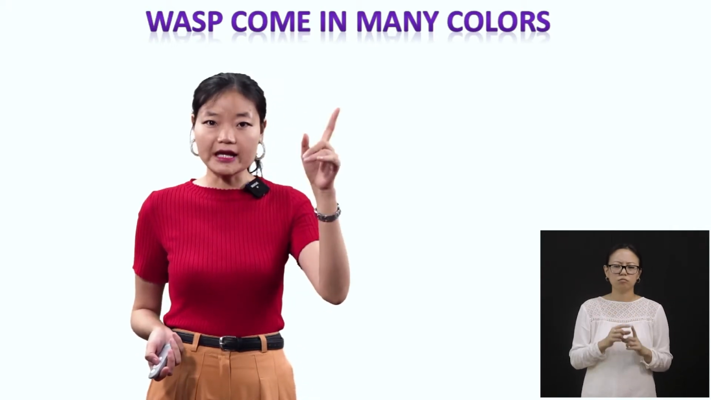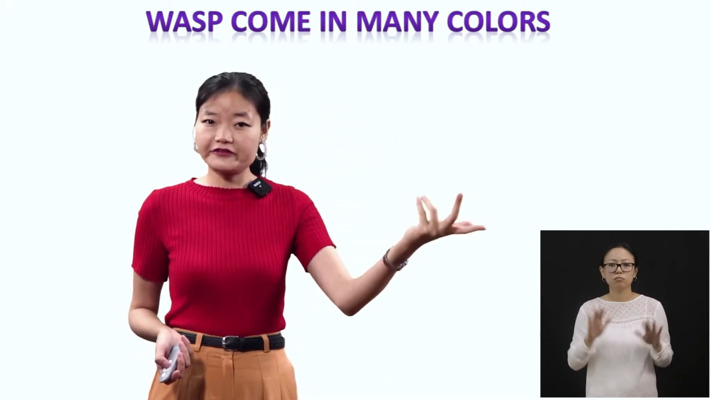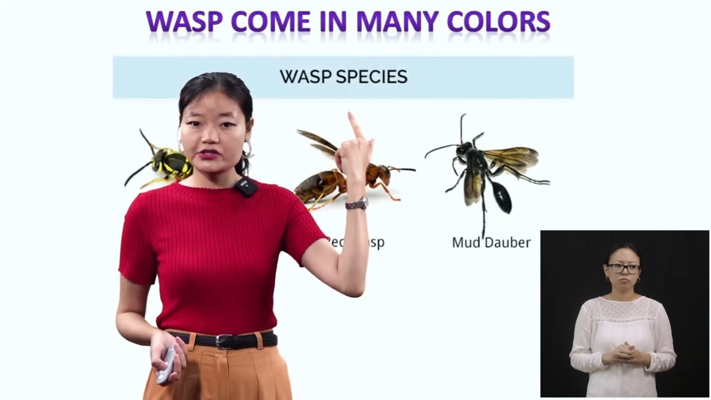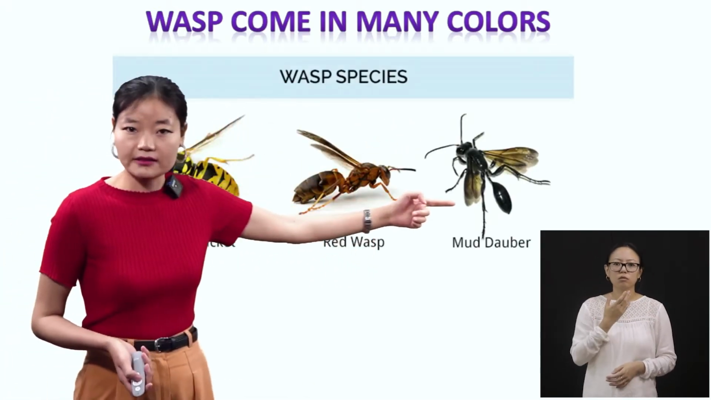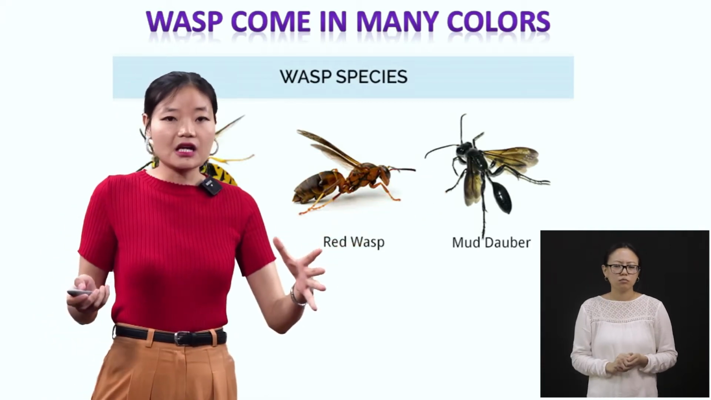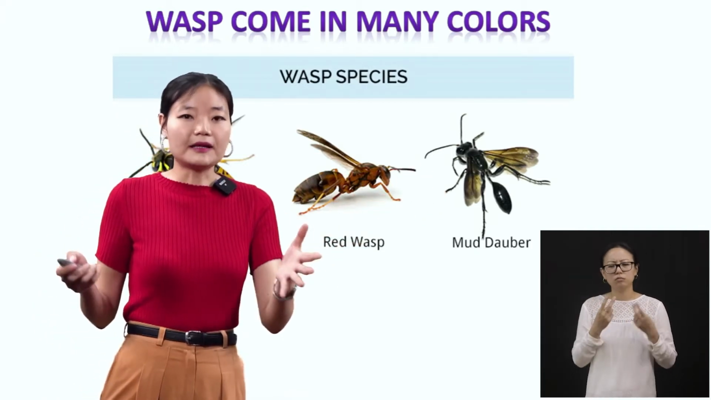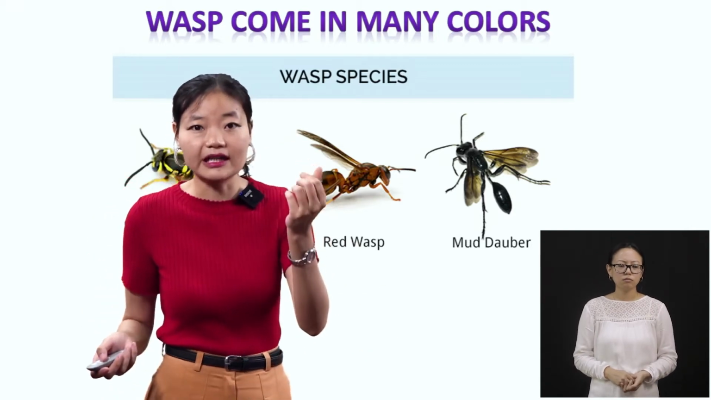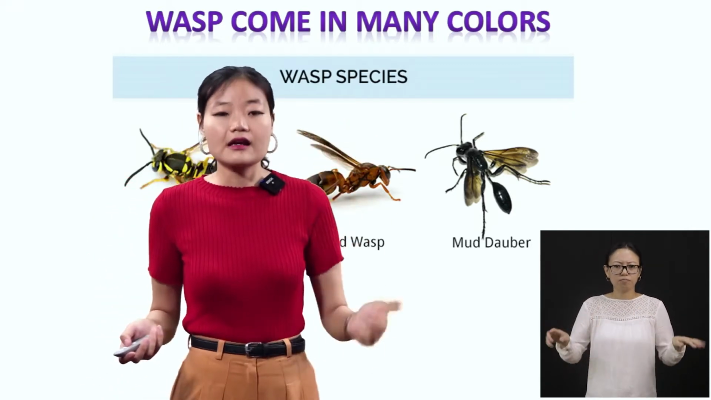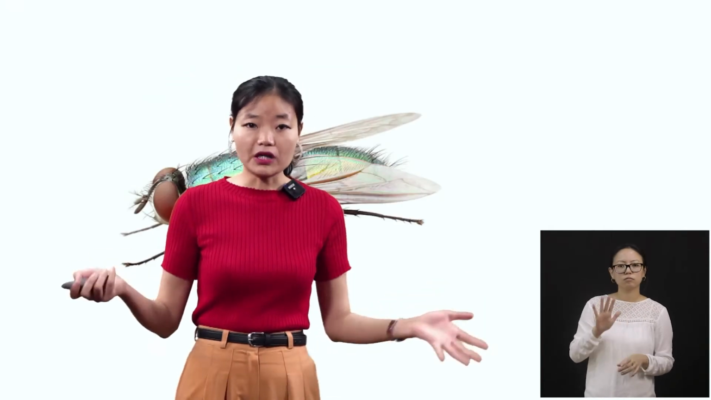Wasps are not just yellow, but can be of different colors. As you can see from the picture, it's yellow, it's red, and it's mud. So some wasps are yellow, some wasps are red, and some wasps are of the mud color, muddy. Okay, all right. So that is all about wasps.